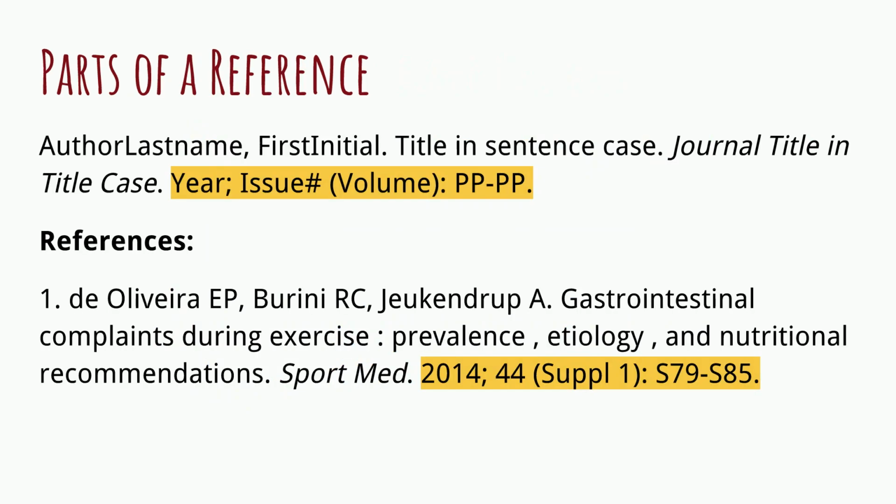Finally, you'll need to list the year the article was published, the issue of the journal it was published in, the volume if there is one, and the pages the article can be found on, using the punctuation and formatting seen here. All of this information is usually listed together at the top or bottom of the first page of the article.